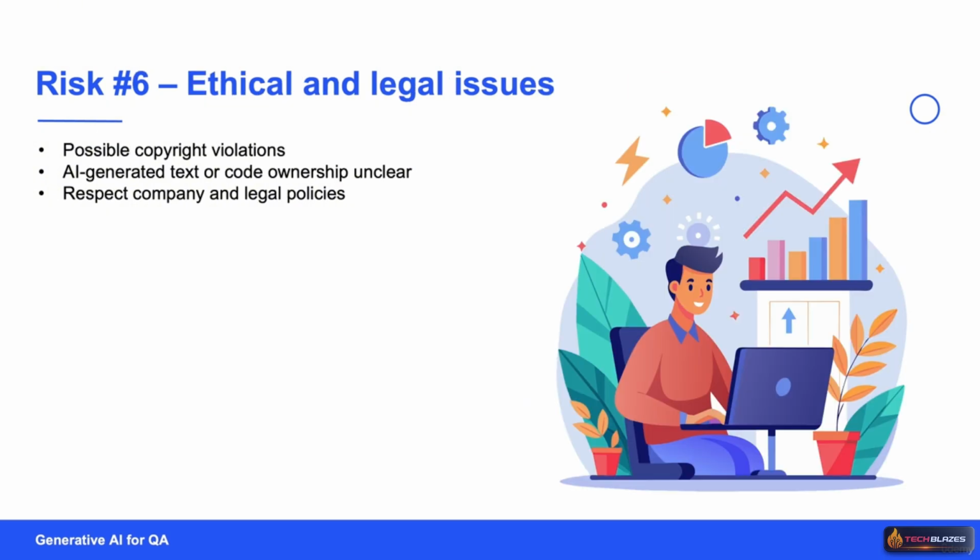There's also a growing ethical and legal risk. When AI generates text or code, it might reuse patterns from copyrighted material without you realizing it. So if you copy that code into your project, you might technically be violating someone's intellectual property. Always check company policies on using AI-generated content. And when in doubt, treat AI output as a draft you need to review and modify.